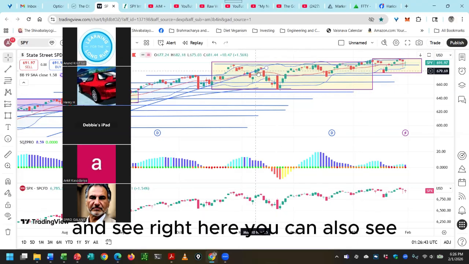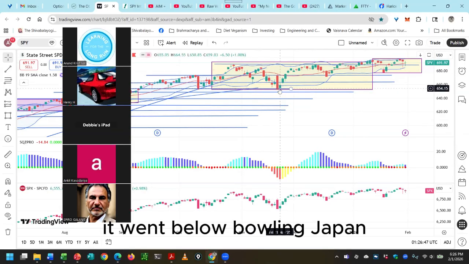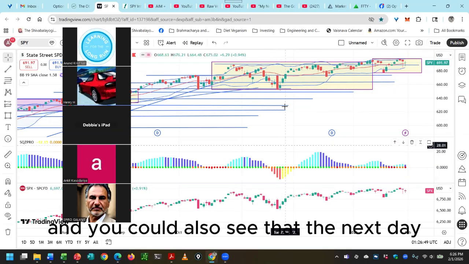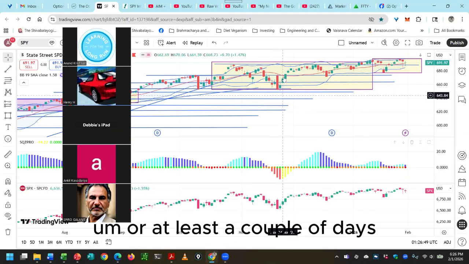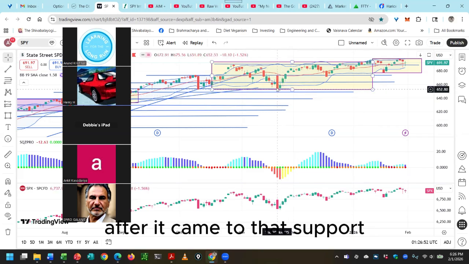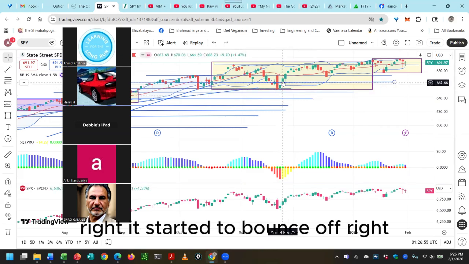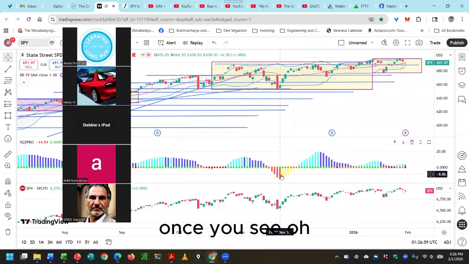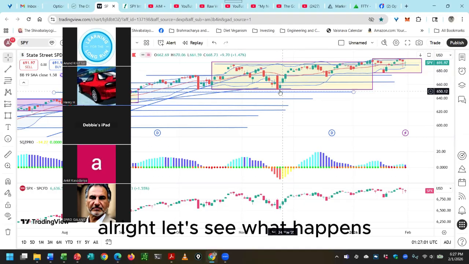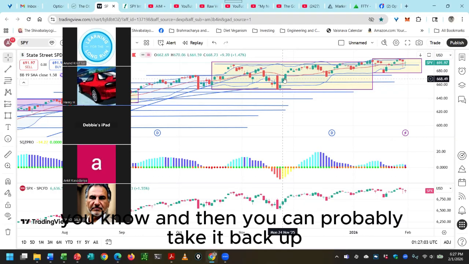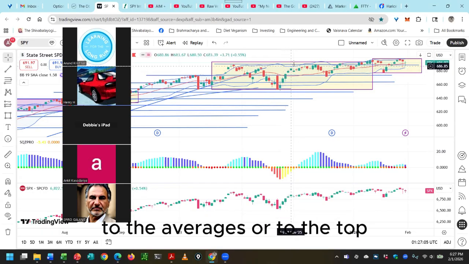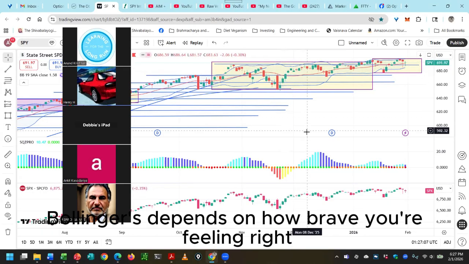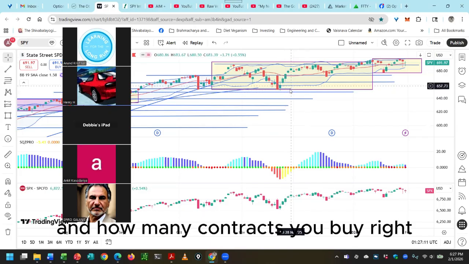And see right here, you can also see it went down to support, it went below Bollinger Bands, and you could also see that the next day, or at least a couple of days after it came to that support, it started to bounce off, right? So once you see it went from red to yellow, all right, let's see what happens, and then you can probably take it back up to the averages or to the top Bollingers. Depends on how brave you're feeling, right? And how many contracts you buy, right?